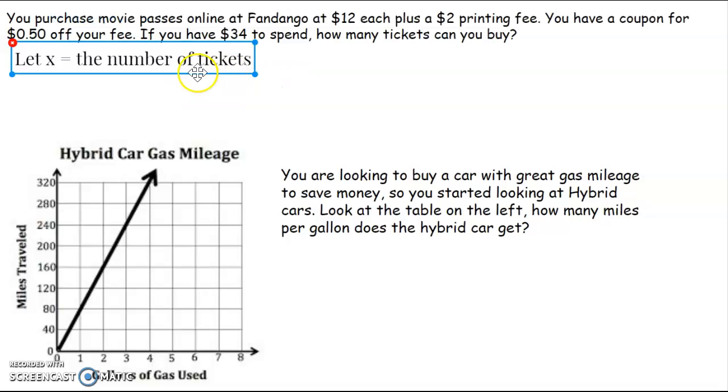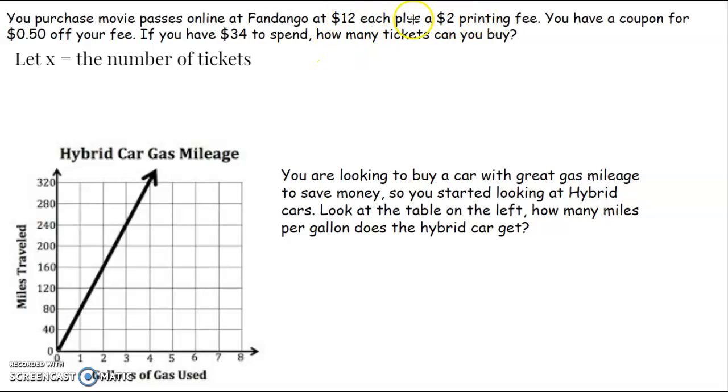Now the first thing that I do is I look at the numbers that I'm given. I'm given a $12 here. I'm given a $2 printing fee here, and I have a 50-cent amount here for a coupon. And I have a total of $34 to spend. So the first thing I do is I try to figure out what number describes the variable. The variable represents the number of tickets.